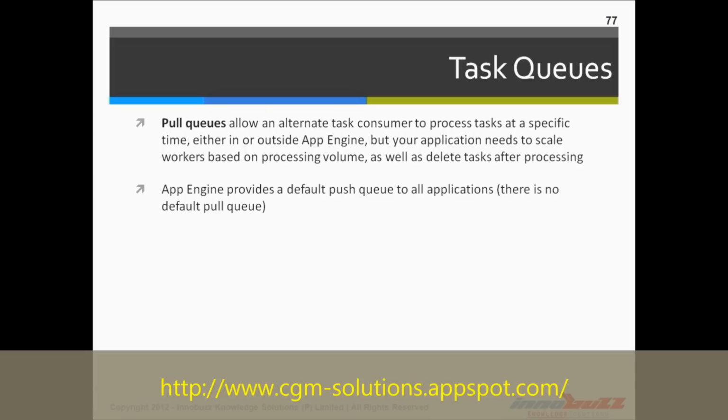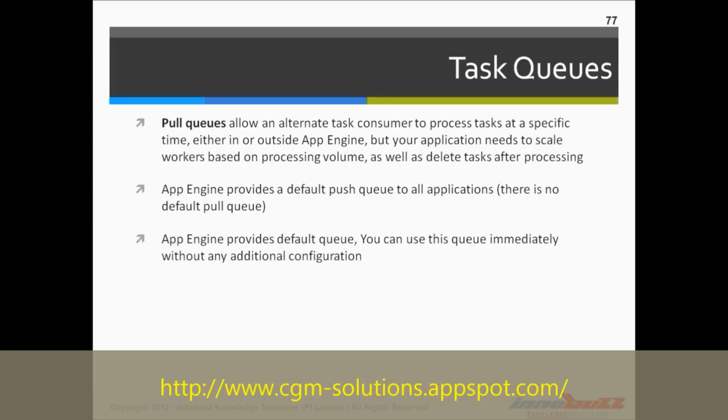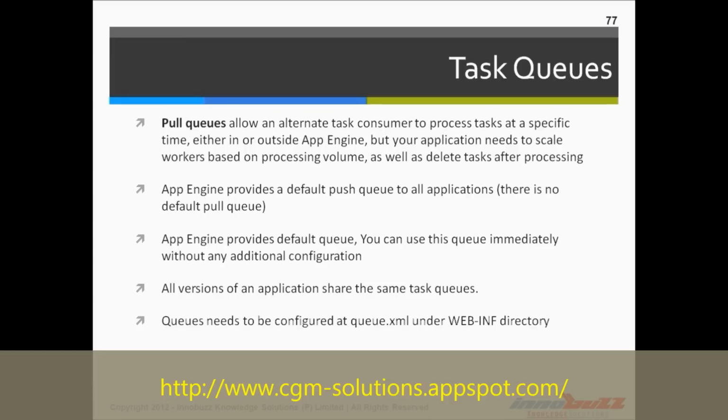App Engine provides a default push queue to all applications, but there is no default pull queue. App Engine provides a default queue. You can use this immediately without any configuration. All versions of the application share the same task queue. Queues need to be configured in the queue.xml under the WEB-INF directory.